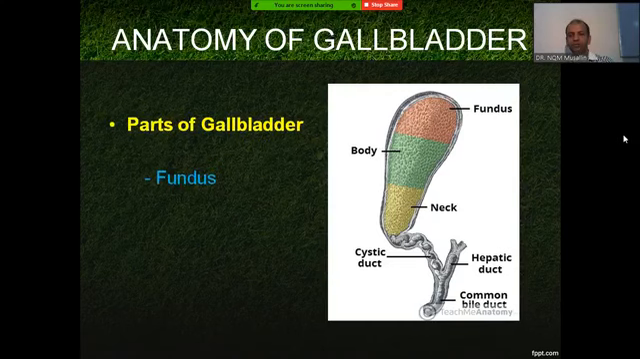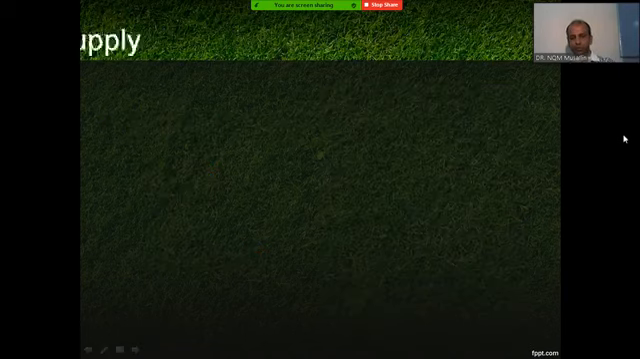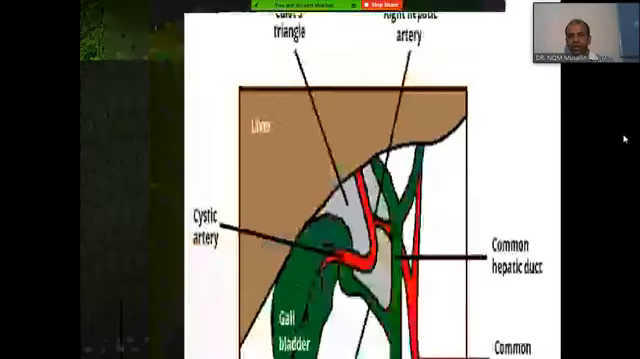So, what are the parts of the gallbladder? You know, the fundus, the body, the neck, and the infundibulum. And at the infundibulum, there is a small pouch called Hartmann pouch. The Hartmann pouch is not an anatomical pouch. When a small stone is impacted in the neck of the gallbladder, then it leads to a pouch that is called Hartmann pouch.